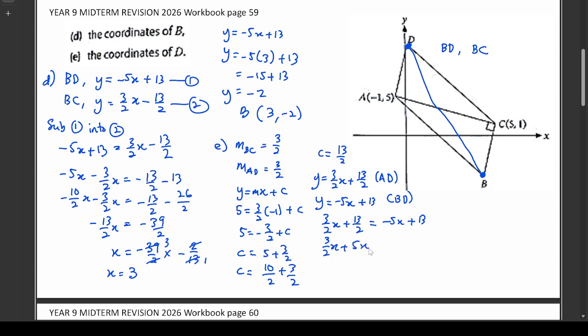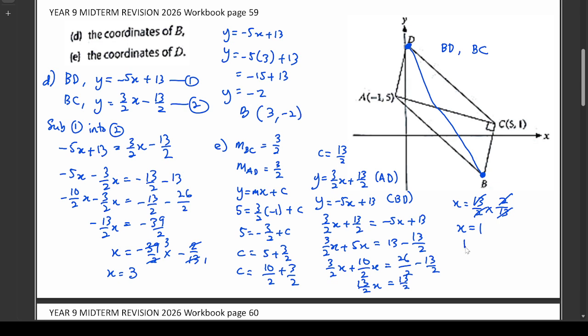So this one is plus 5x equals 13 minus 13 over 2. The denominator is 2, so times 2, so this is 10. The denominator is 2, so this is times 2, 26. So this one you get 13 over 2 x. This one you get 13 over 2. So if I bring over 13 over 2, you flip the fraction, right? You cut off. So basically it's just 1.